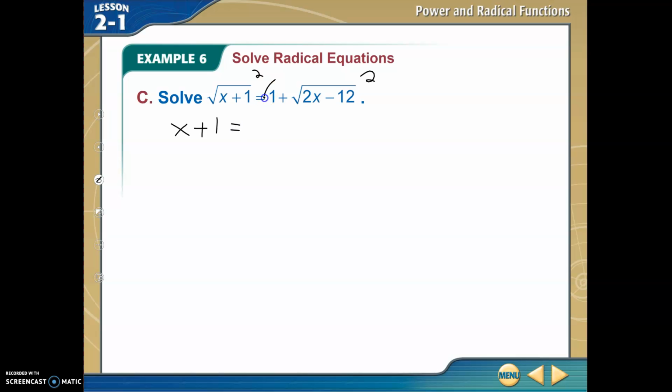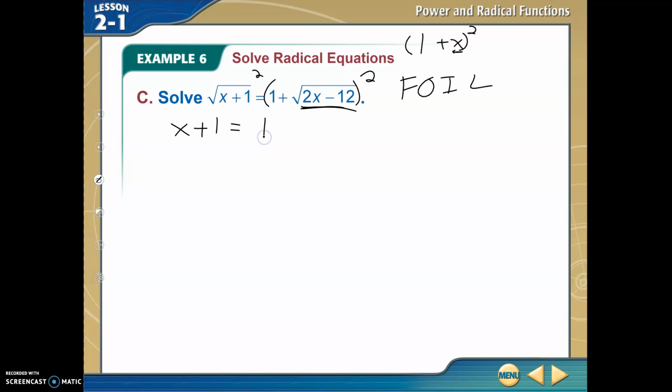Alright, this right side, okay, make sure you're careful. We have to FOIL this because just like if I had 1 plus x squared, we'd have to FOIL that, right? Because x is a number. Square root of 2x minus 12 is also a number, so we have to FOIL that. Okay, so when I FOIL this, the same pattern works.